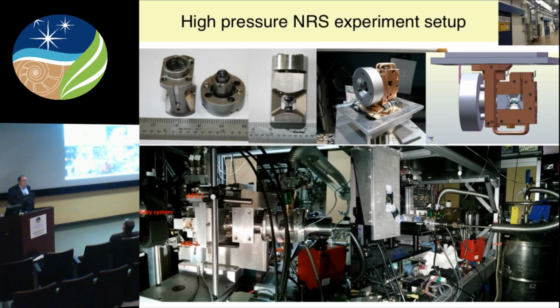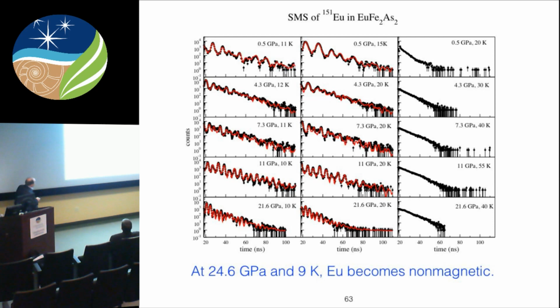Right? So here is how the data looks. This is the iron pnictide compound, europium iron 2 arsenic 2. This is europium data, all right? So at 24 GPa, at 9 Kelvin, europium becomes non-magnetic, which we see from the lack of these, and these are actually CONUSS fits. So we can make an equation that is dependent on the Curie temperature and some exponent to understand this data. So you can see as a function of pressure, we are able to study the magnetism in europium.